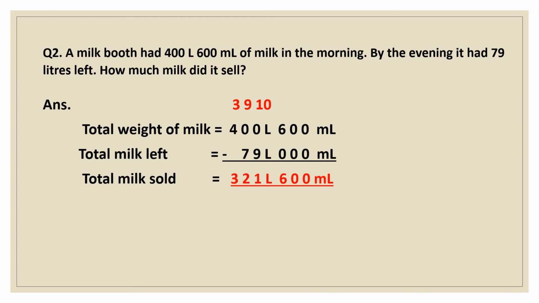Then subtract liter part. From 0 you cannot subtract 9, so you will borrow 1 from 4. First 4 will give to its neighbor, then its neighbor will give to 0 the next number. So it will become 10. Now 10 minus 9 is 1, and then 9 minus 7 is 2, and 4 is reduced to 3. So write down 3 directly in the answer part, as there is no number below 3. So total milk sold is 321 liters 600 milliliters.